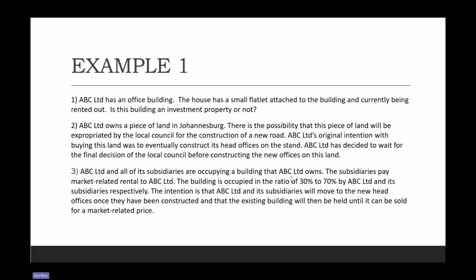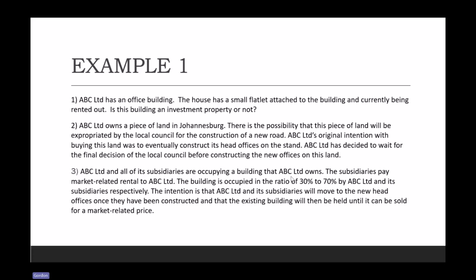So number 1, ABC Limited has an office building. So when you are reading this question, you underline or highlight office building. ABC Limited has an office building. You underline office building. The office building or the house has a small flatlet attached to the building.